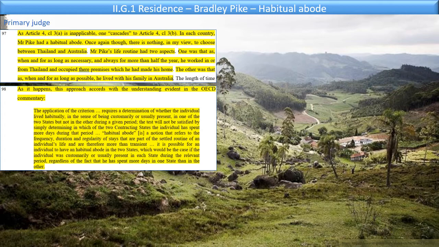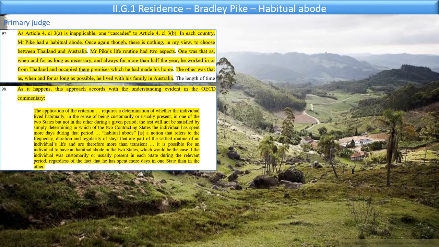And then he quotes I think the 77 or the 2007 version of the commentaries, and says, the application of the criterion requires the determinant of whether the individual lived habitually in the sense of being customarily or usually present in one of the two states, but not in the other during a given period. The test will not be satisfied by purely determining in which of the two countries the individual has spent more days during that period.